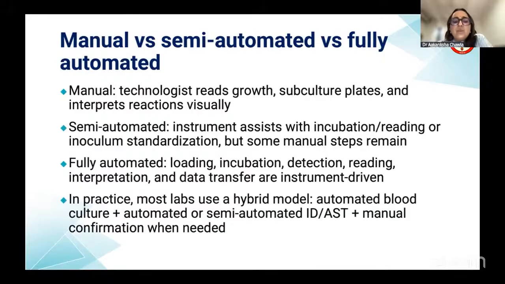They're all fully automated. In practice, most of the labs, even the lab in our hospital at Apollo Delhi, follow the hybrid model. So that basically is automated blood culture, automated or semi-automated identification and antibiotic susceptibility testing, and manual confirmation when needed. So most of the places which have automated systems usually follow this hybrid model.